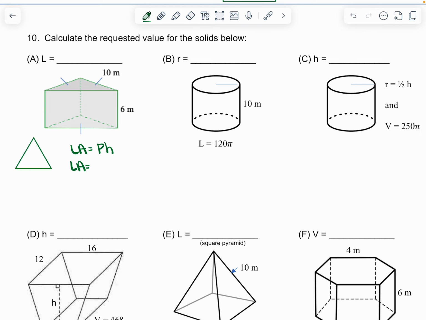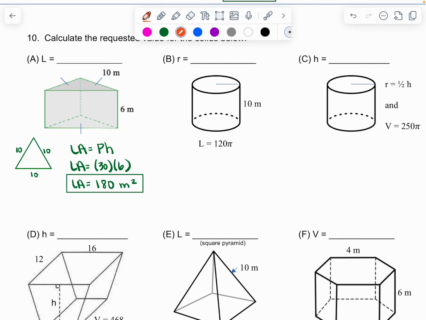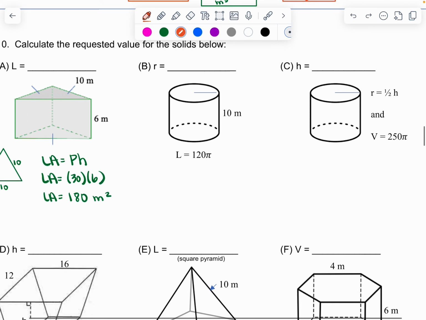And of course, that's a really easy calculation because P is just the perimeter of the base. And of course, my base is a 10, 10, 10 equilateral triangle. So of course, its perimeter is 30 and the height is 6. So obviously the lateral area of this guy is 180 square meters. And I know there's a blank up there to write that in, but for the sake of time, I'm just going to leave that boxed, okay?